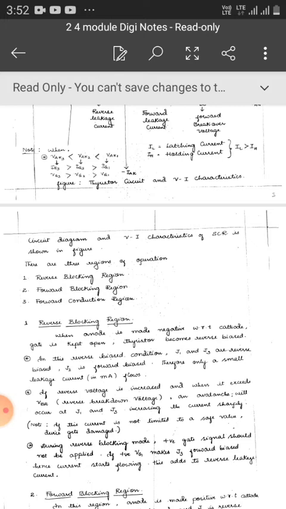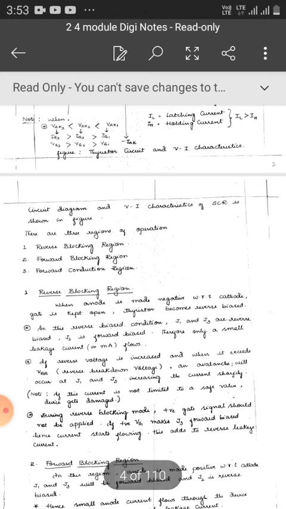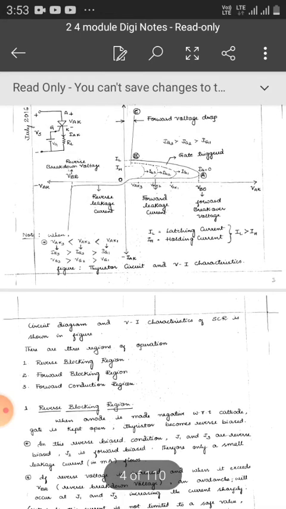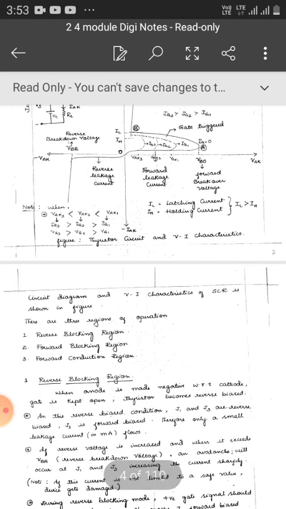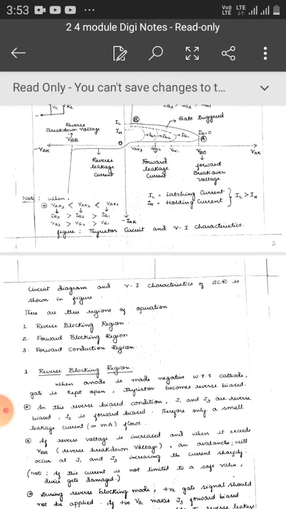First one, reverse blocking region, or reverse blocking mode. The figure shows the situation when the thyristor will be in a reverse blocking mode. In the above figure, observe that the anode is made negative with respect to the cathode. The gate is kept open.